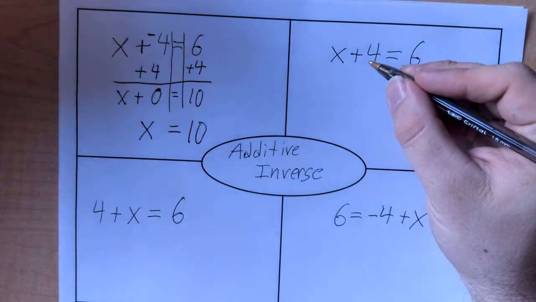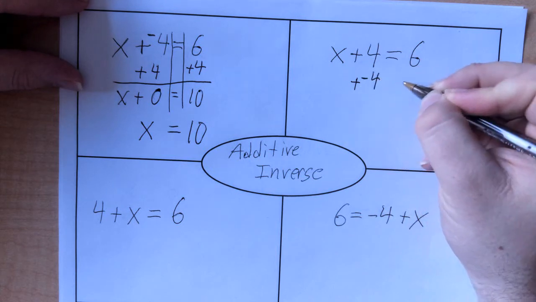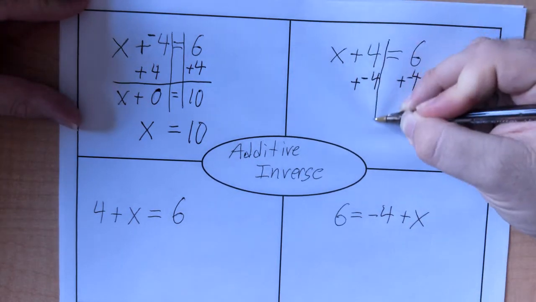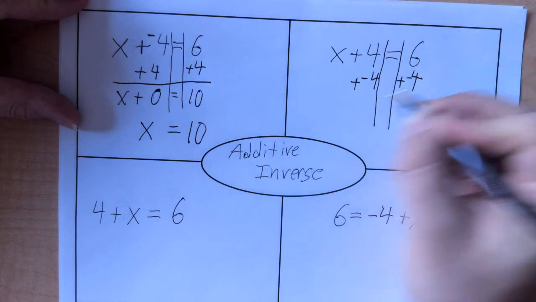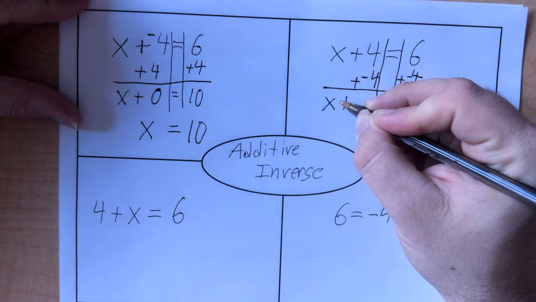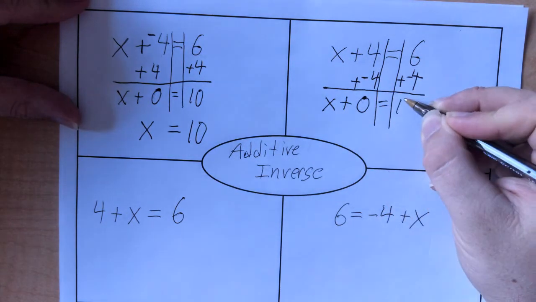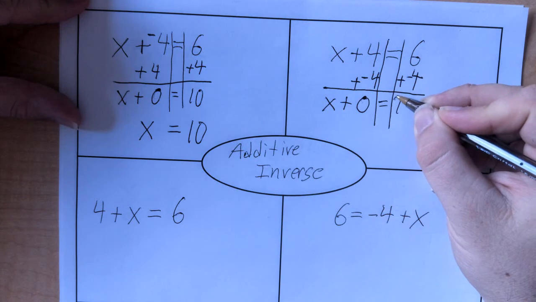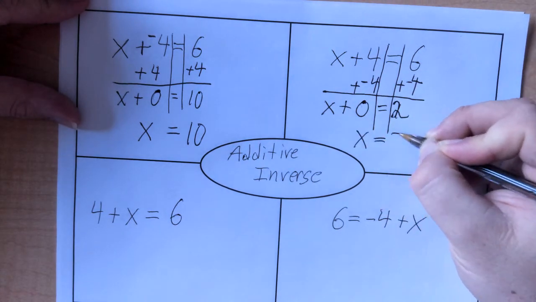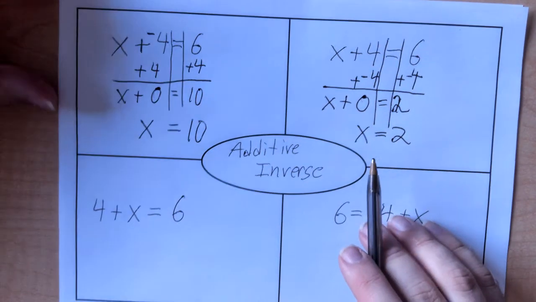Likewise here, I have a positive 4. So we're going to add the opposite. Now I'm going to add a negative 4 to both sides. I like to draw these bars just to keep the two sides separate. So again, 4 plus a negative 4 would give me 0. Right? Now I have 6 plus a negative 4, which is 2. Right? So x equals 2, since if I add 0 to x, it doesn't change the value.